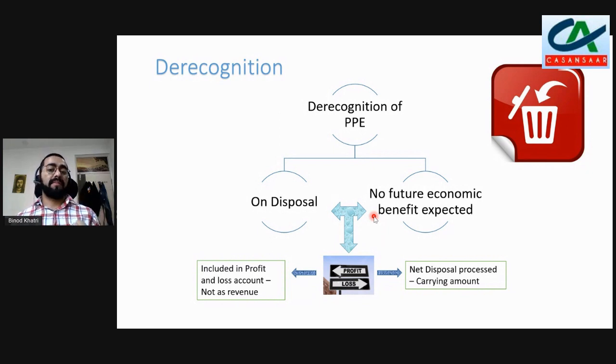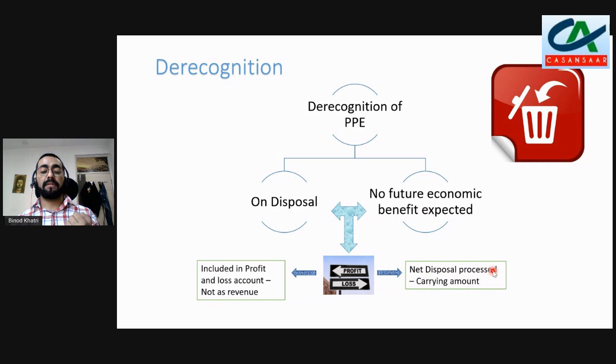How to calculate that profit or loss on disposal or derecognition? For example, the carrying amount of that asset is 5,000, and on disposal we are receiving 10,000. Then we have a gain of 5,000. But in case the disposal proceed is only 4,000, but the carrying amount is 5,000, then there will be a loss of 1,000. So very simple.